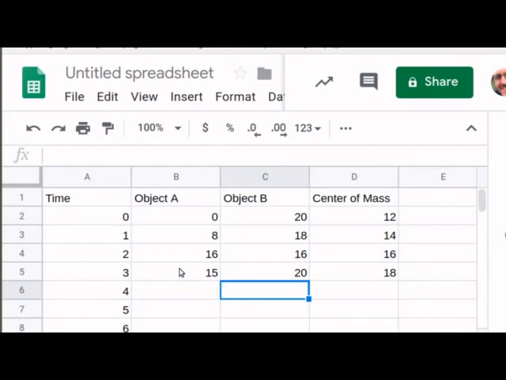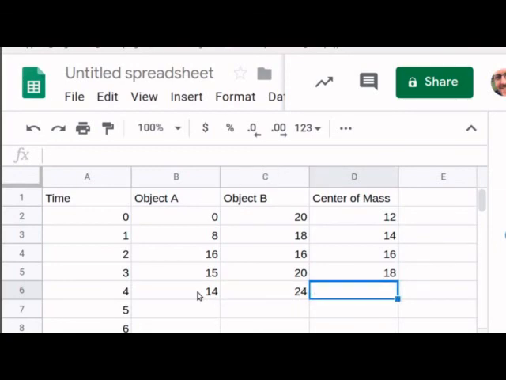How about that? Is that what you thought was going to happen? I noticed that the center of mass started at 12, went to 14, went to 16, went to 18. It seems to be going at a constant speed, and that speed seems to be 2 meters per second. So let's keep going. 1 second after that, object A is still going negative 1, so it's now at 14. And object B goes forward by 4 to 24.